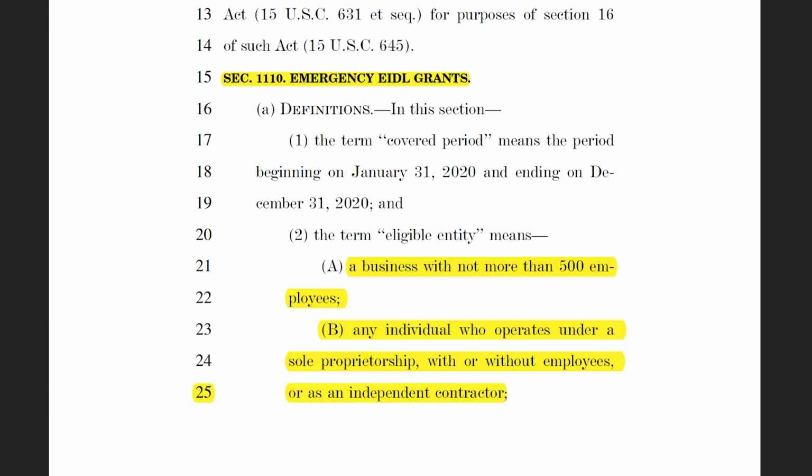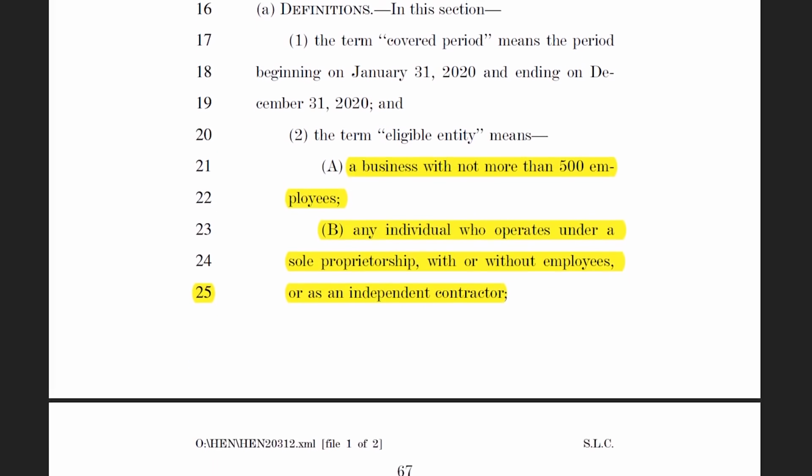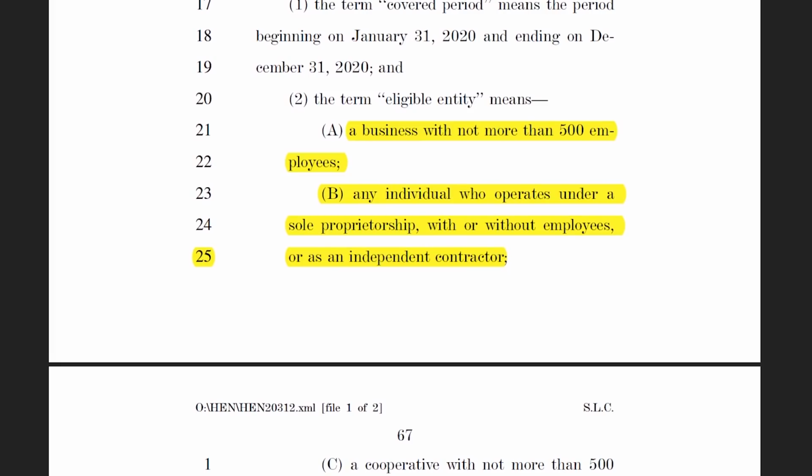Now, to qualify for this loan, you have to be a small business with 500 or fewer employees. And you can see right there in section B, it outlines any individual who operates under a sole proprietorship with or without employees, or an independent contractor. So if you're a gig employee, you will qualify for this. If you're a 1099, you will qualify for this. If you're a small business owner with 500 or fewer employees, then you would qualify for this grant.